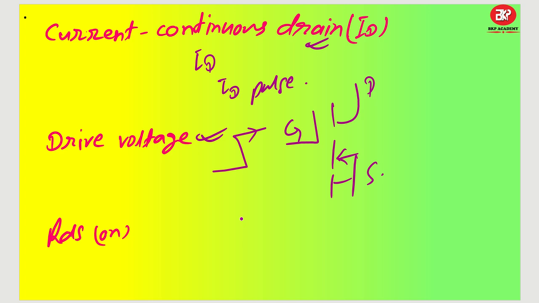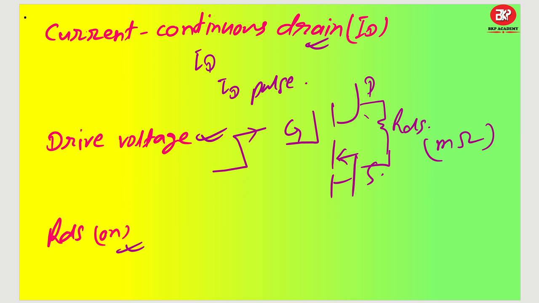Then another parameter which is very important is RDS on. Once the drain to source switches on, what is the resistance that is appearing at this particular place, which is called RDS on. So once it is on, there will be a resistance appearing across this, which will be very minimal, in terms of milliohms. So this will be like 10 milliohms, 20 milliohms based on the requirement, or even it can go to 1 ohm, 2 ohm, something like that.